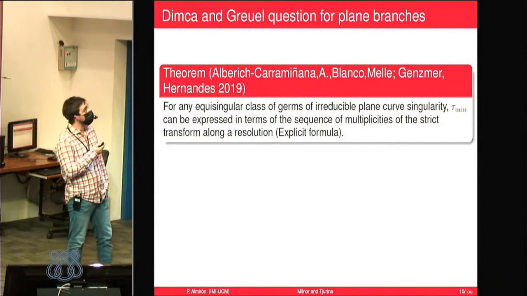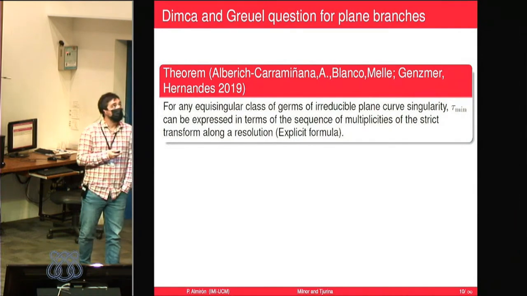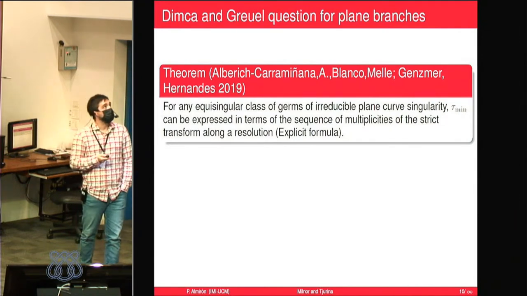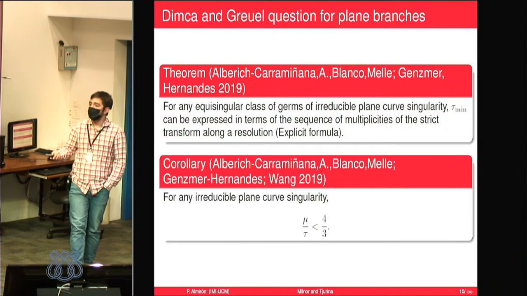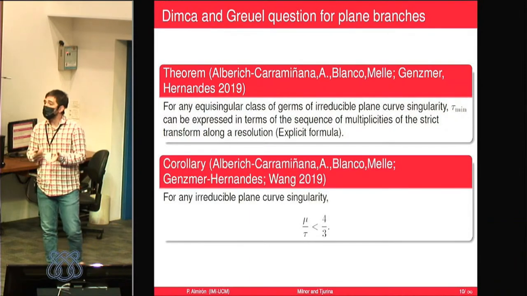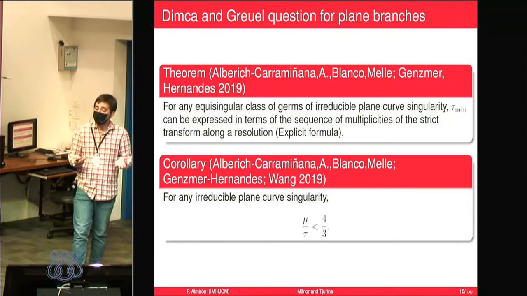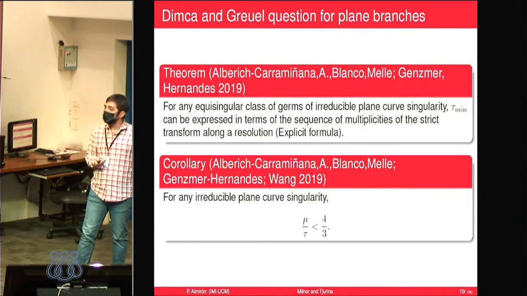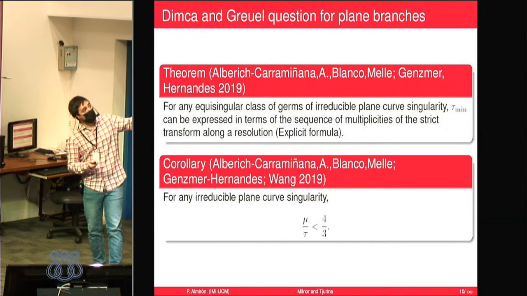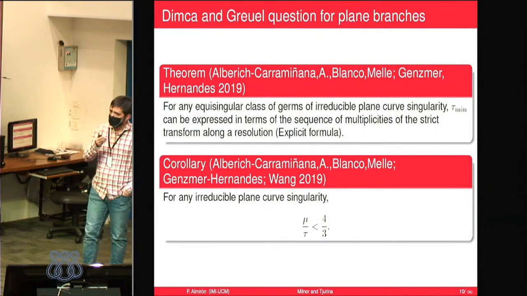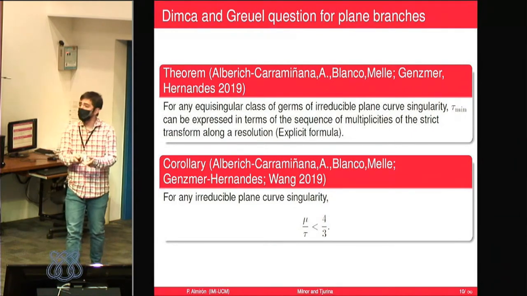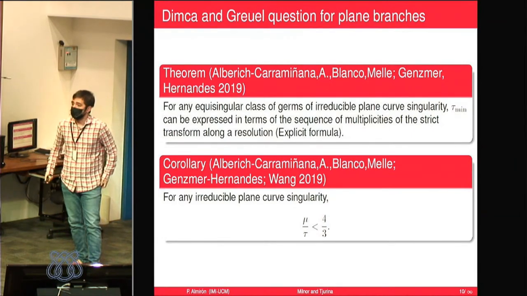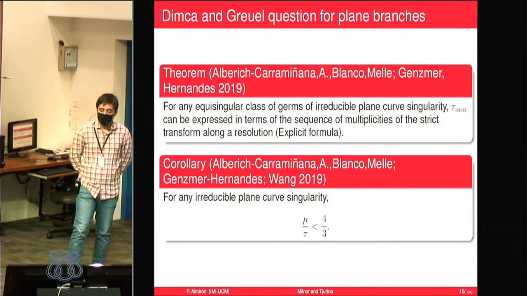And this result we obtained at the beginning was also obtained at the same time by Johannes Nicaise, Gensmer and Marcelo Hernandes. As a consequence of this formula, for irreducible plane curve singularities, we are able to compute the Milnor number in terms of the resolution. And on the other hand, since by our theorem we are able to compute the minimal Tjurina number from the resolution, doing the computation, we obtain the bound, and we prove this particular case.